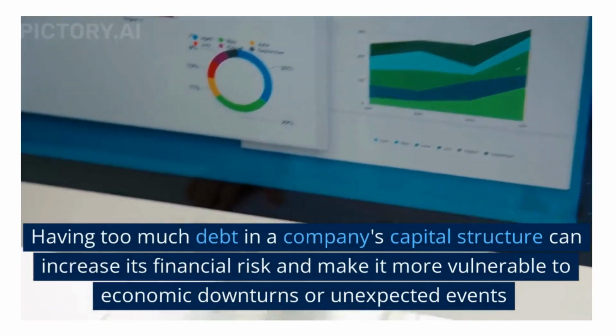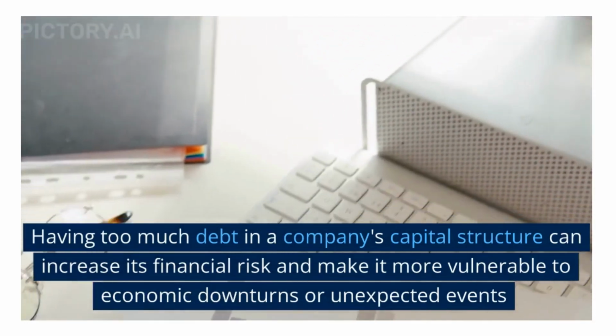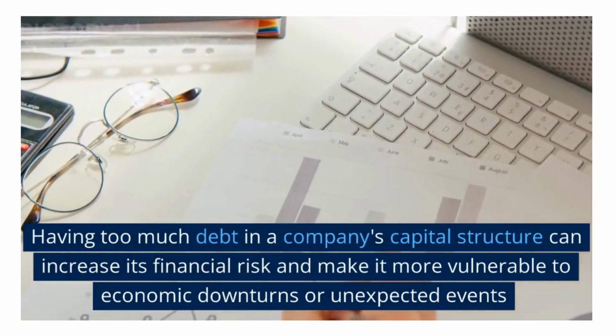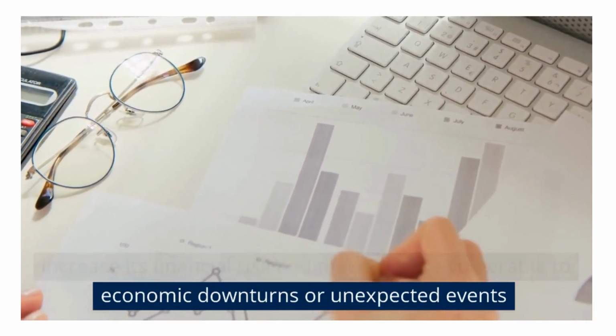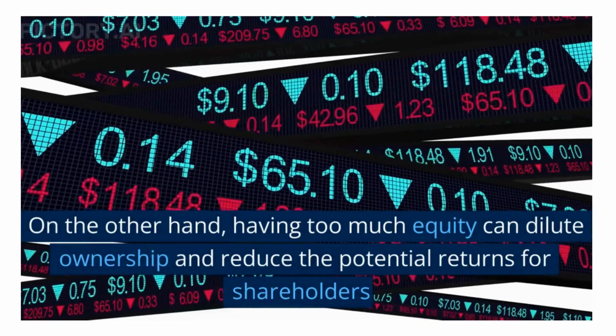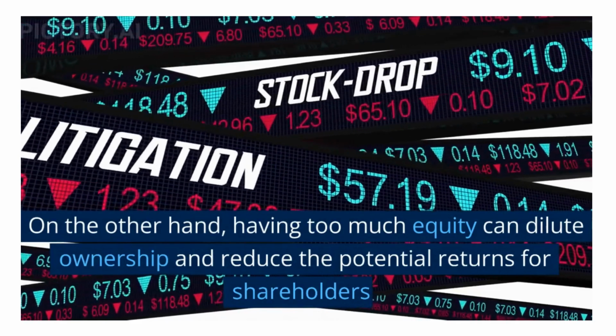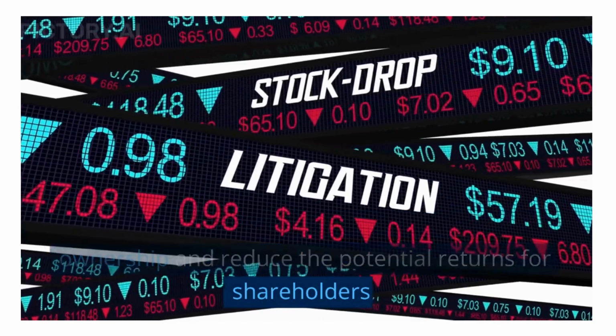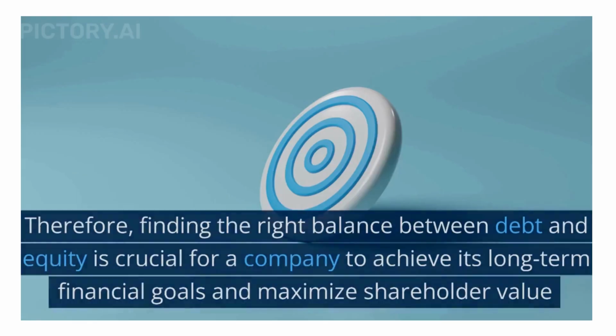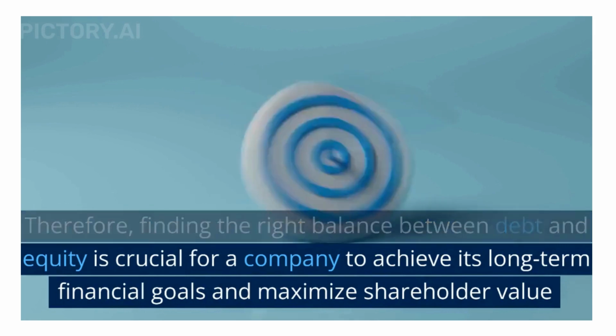Having too much debt in a company's capital structure can increase its financial risk and make it more vulnerable to economic downturns or unexpected events. On the other hand, having too much equity can dilute ownership and reduce the potential returns for shareholders. Therefore, finding the right balance between debt and equity is crucial for a company to achieve its long-term financial goals and maximize shareholder value.